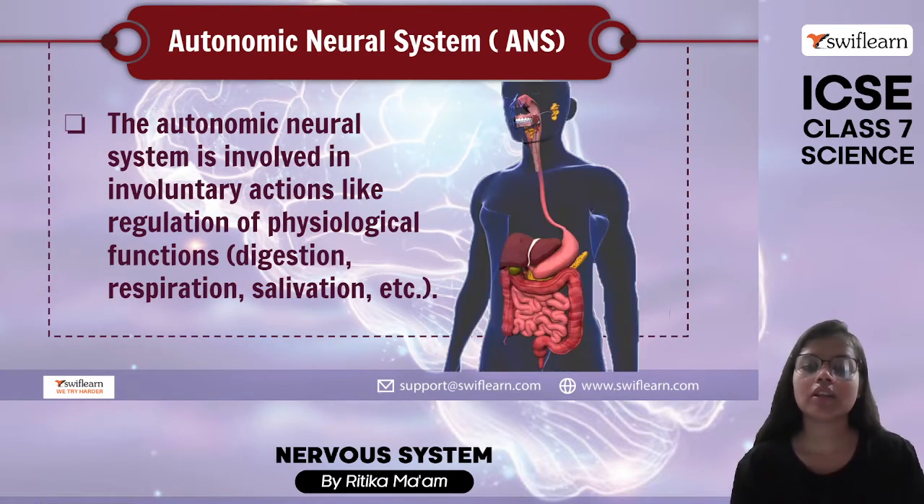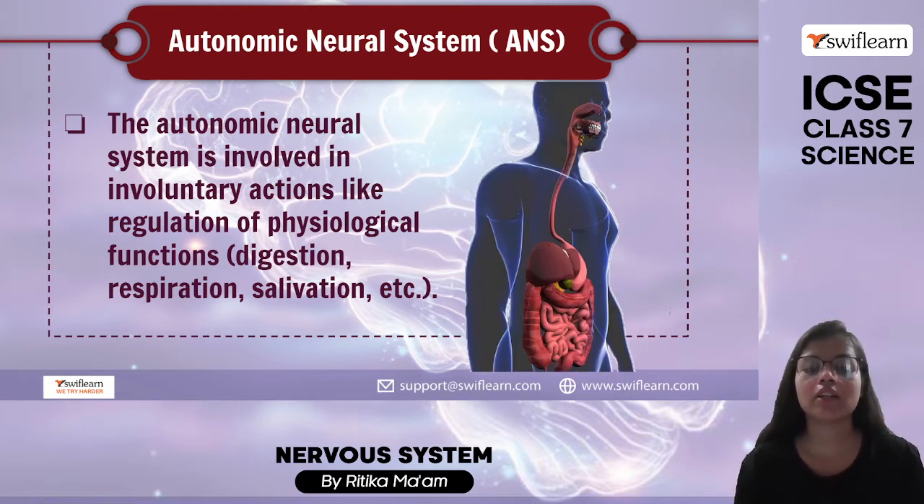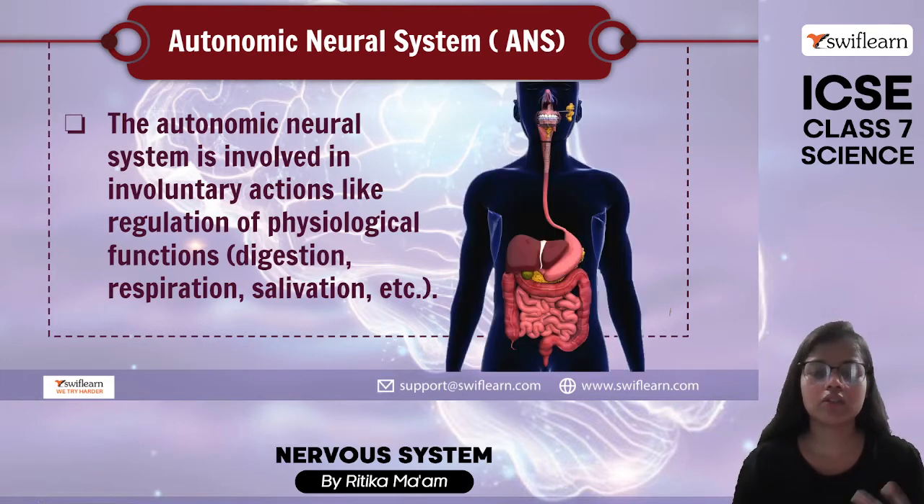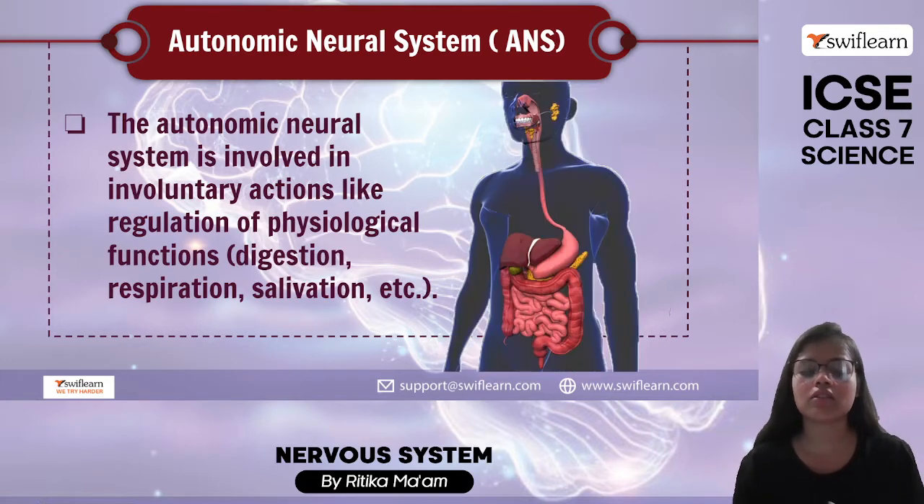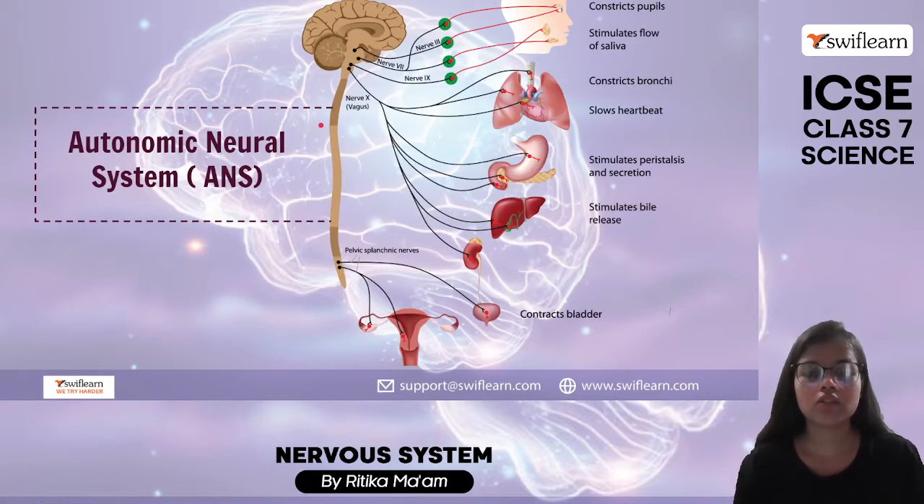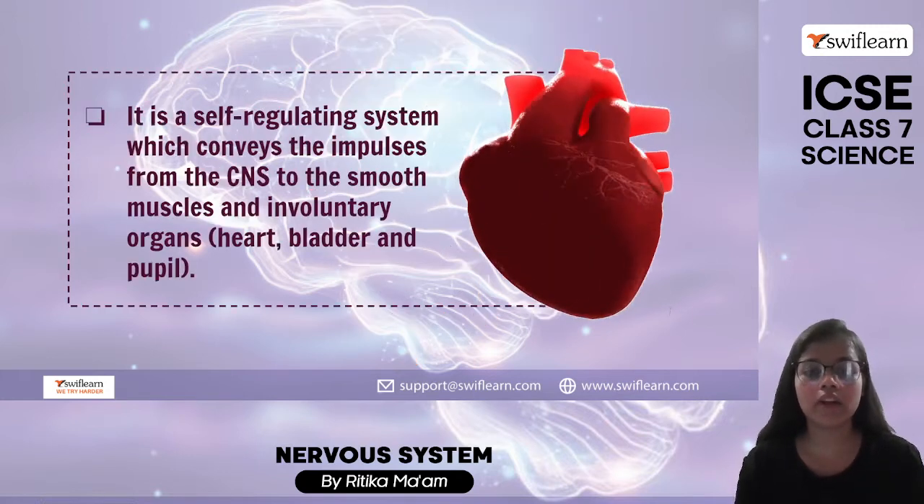Next is the autonomic neural system. So the autonomic neural system is involved in all the involuntary actions, which are regulation of physiological functions, digestion, respiration, salivation, etc. So this is the autonomic neural system. Okay, so the functions which are here are stimulating bile release, contracting the bladder, slowing the heartbeat, constricting bronchi, and stimulating peristalsis and secretion. So all these involuntary actions which are not in our hand are controlled here.